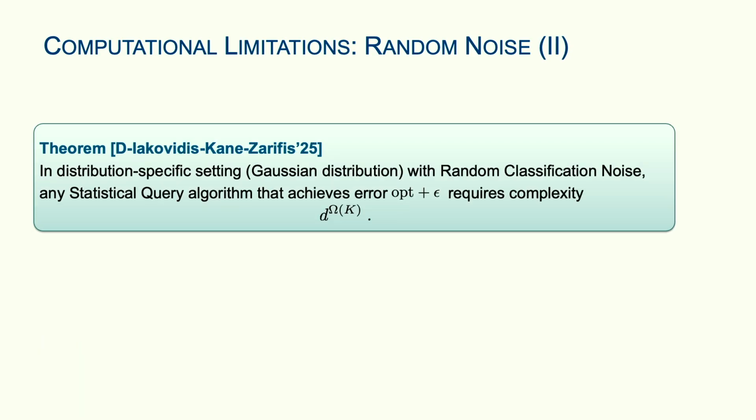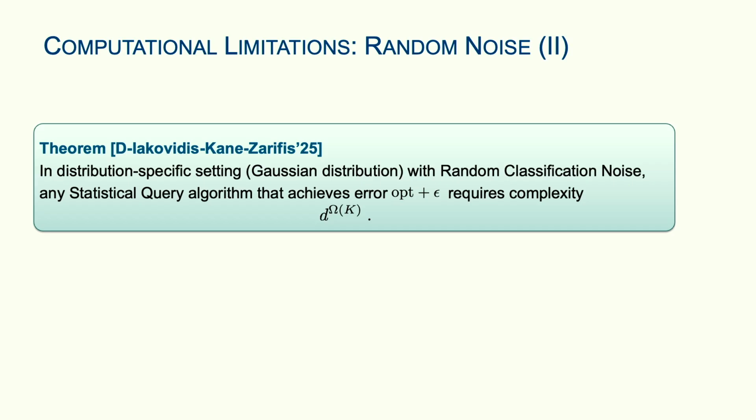And even for the case that the data is Gaussian, and random noise, you cannot solve the problem as well as you would like. As we said, the sample complexity of the problem without computational considerations is d times k. What the theorem is saying is that if you actually want to get the optimal error, which is opt plus epsilon, then you need to spend complexity d to the k. This is under the Gaussian distribution, which is what we're working on.